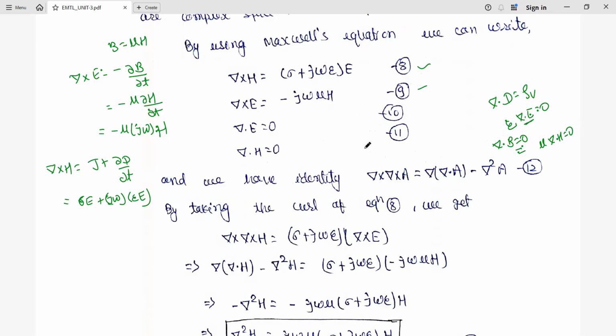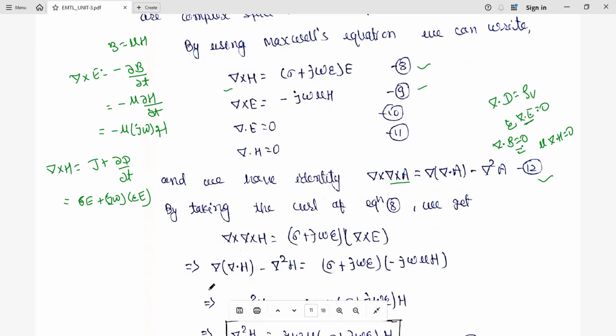And we have another identity. This one we have used many times earlier also. If you have del cross A, again you are going to take the curl of that del cross A. So we have del into del dot A minus del square A. So now finally we are going to take the curl of equation 8. So that we have del cross H equal to sigma plus j omega epsilon into del cross E. So now we'll use equation number 12 here.